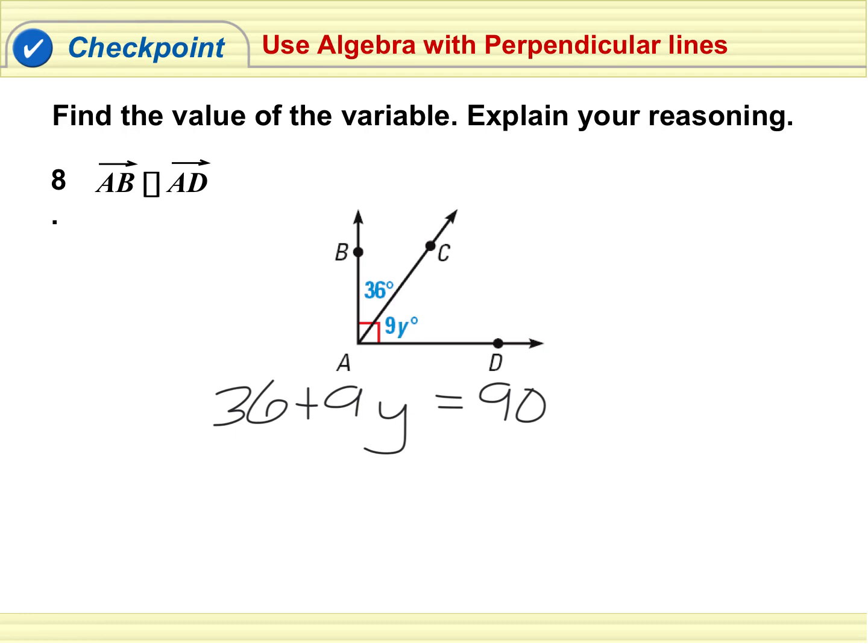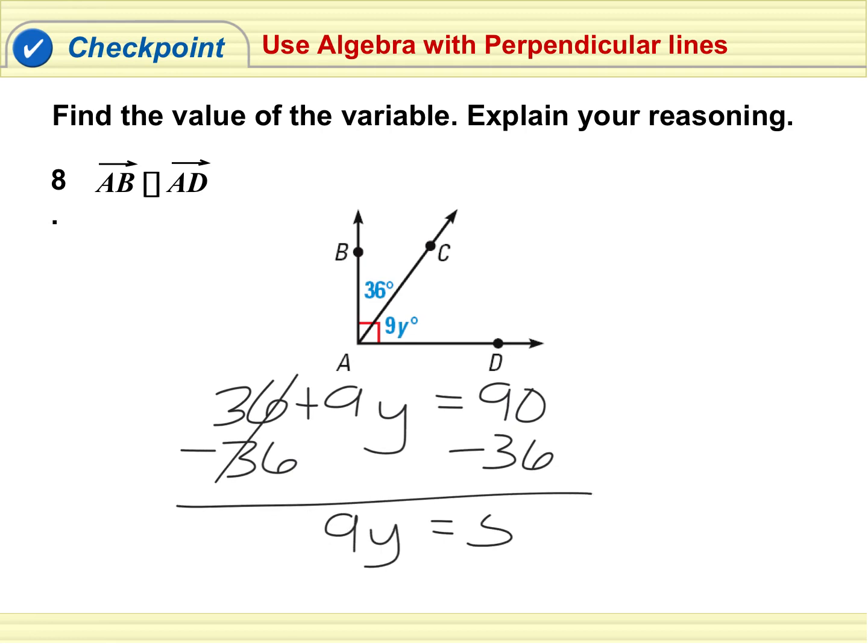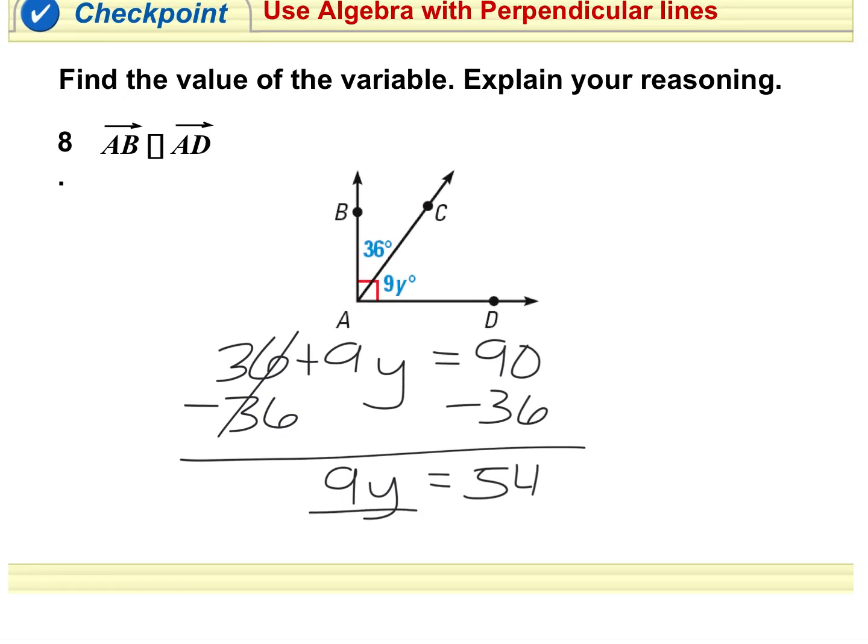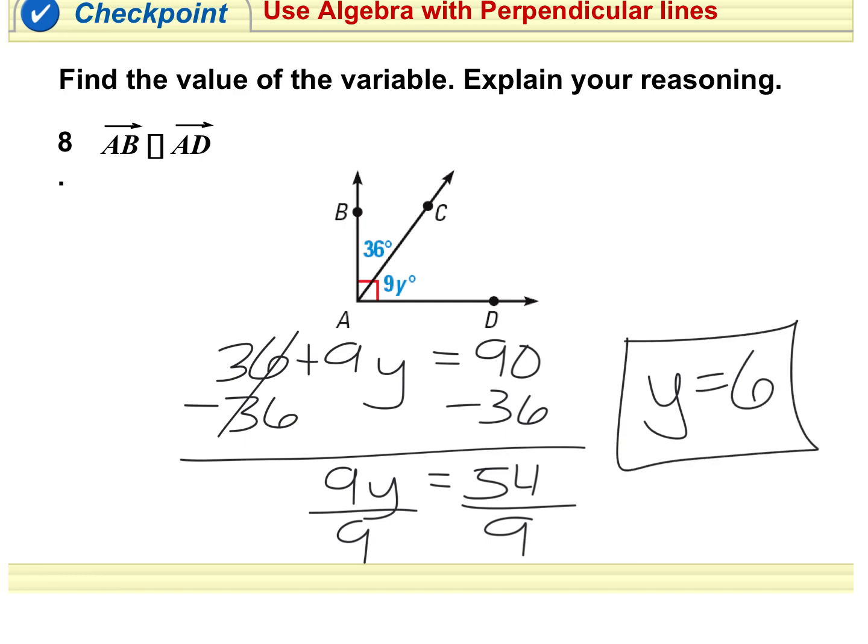What's our first step? Subtract 36. What's 90 minus 36? It is 54. Divided by 9. Y equals 6. Divide by 9 for our last step. And then we know that y equals 6. Good. Awesome. If I asked what that other angle was, how do I find out? 6 times 9. What's 6 times 9? 54. And then does 54 plus 36 give you 90? Yes. Bingo, you did it right.